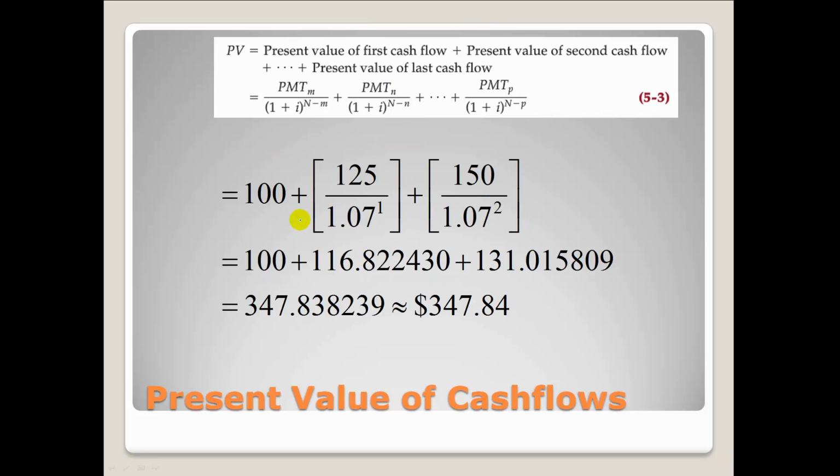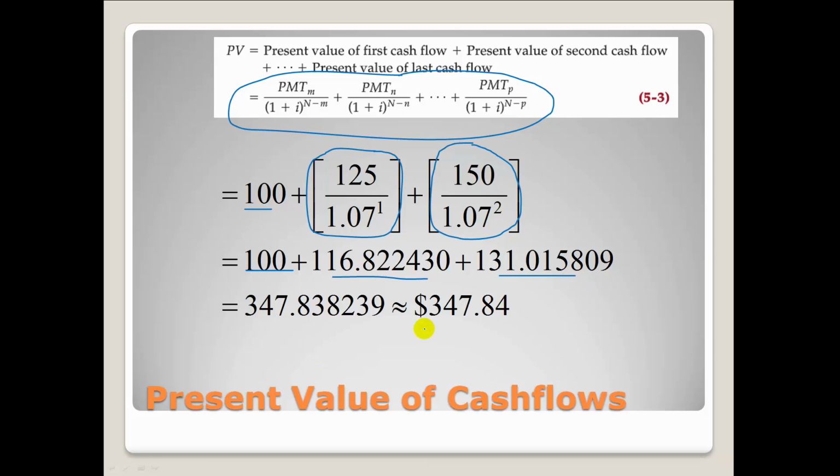Okay, now if we're just going to go ahead and deal with the formula, and if you've got a good foundation in math, there's nothing wrong with using the formula. But if you look at what we're doing, it's the same thing that we did with the timeline. We're adding in the $100. This portion represents the calculation on the $125 payment. This calculation represents the analysis on the $150 payment. We're going to add everything together, the 100 and the 116 and the 131, to come up with a total of 347.84.